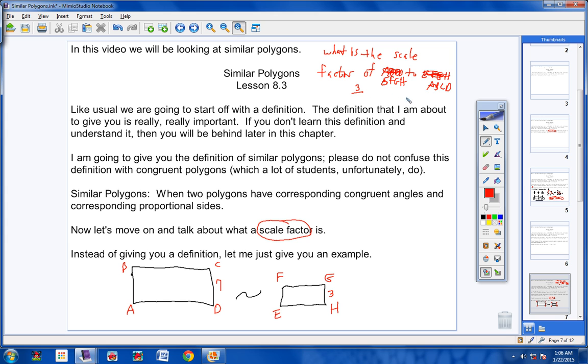Which rectangle came second? ABCD. So this number goes to the bottom. So instead of 7/3, now what is the scale factor of rectangle EFGH to rectangle ABCD? 3/7. So it does matter which one you put on top, and it does matter which rectangle comes first in the question. So make sure you understand that. This is what a scale factor is. It's showing the relationship between the two sides.